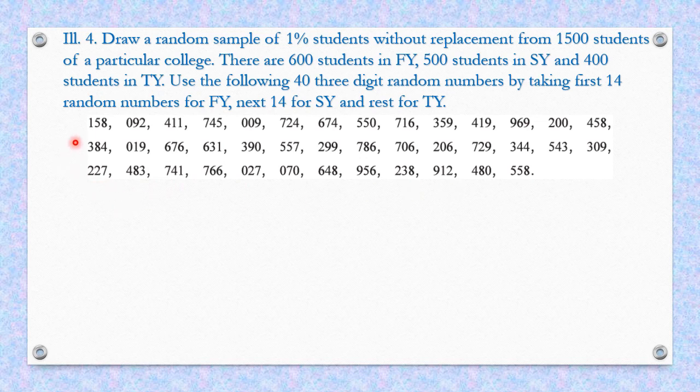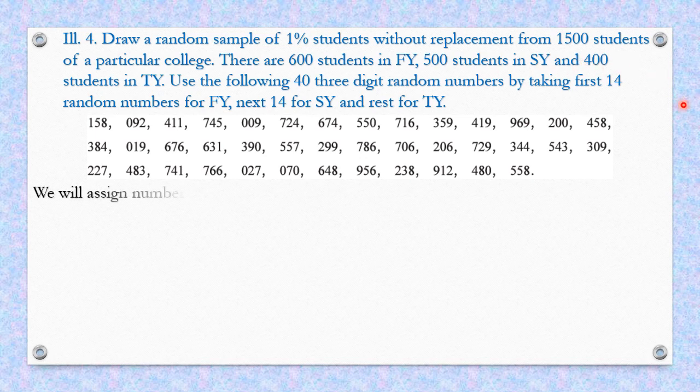That means that in a college 1500 students are there, which is divided into three strata, that is first year, second year, and third year. So rather than directly selecting students from 1500, we will select 1% students from 600 students, that is 6, 1% students from 500 students, that is 5, and 1% students from 400 students, that is 4.